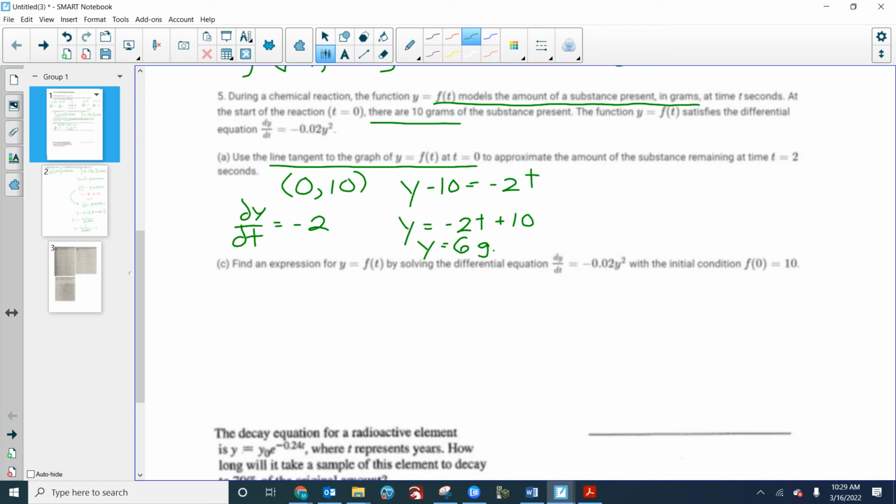Now they actually want us to find the antiderivative function. Okay, separate the variables. 1 over negative 0.02y squared dy equals dt. Now, you could have chosen to leave the negative 0.02 on this side, right? You could have done that. How many of you did that? Would you like me to do that instead? I'm a man of the people. I'll do that for you.